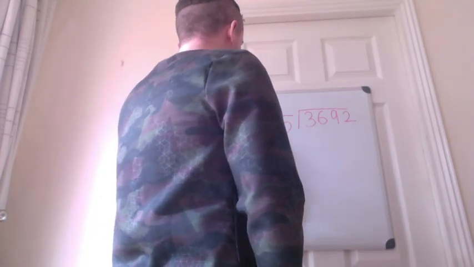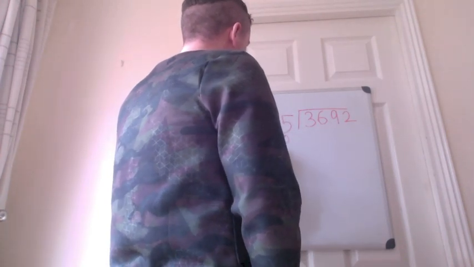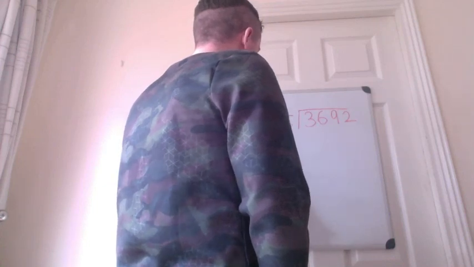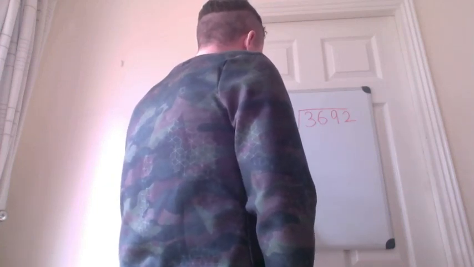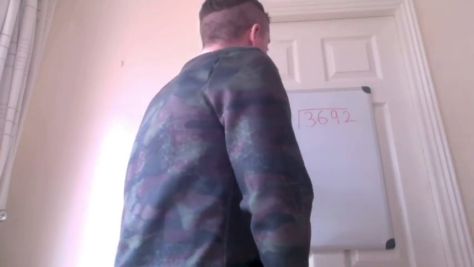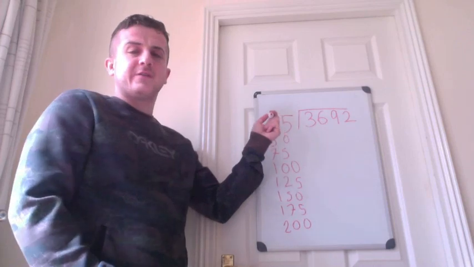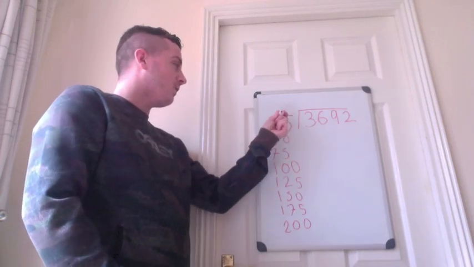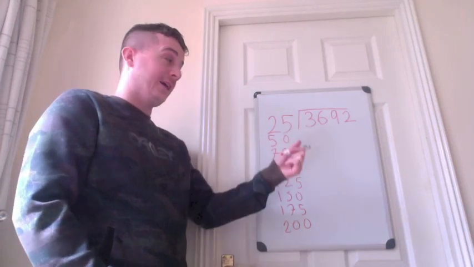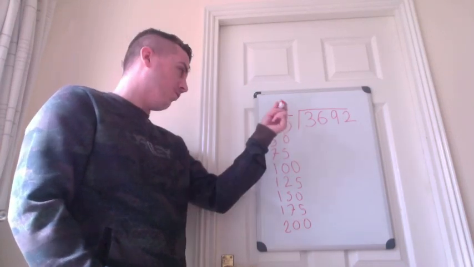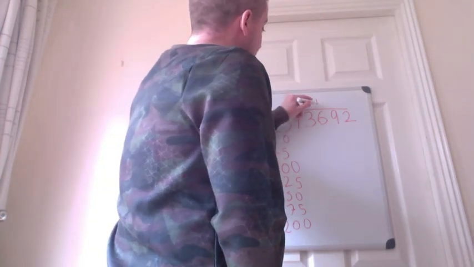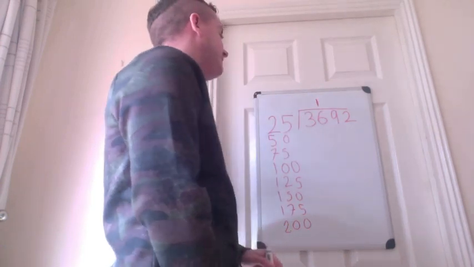So I'm going to go to 100. Actually, let's make it 200. Just to be sure. Okay, so how many 25s into 36? 1 25 is 25, 2 25 is 50, so unfortunately it's not going to be 2 times, it's going to be 1. Okay, so 1 lot of 25. Make that nice and clear.